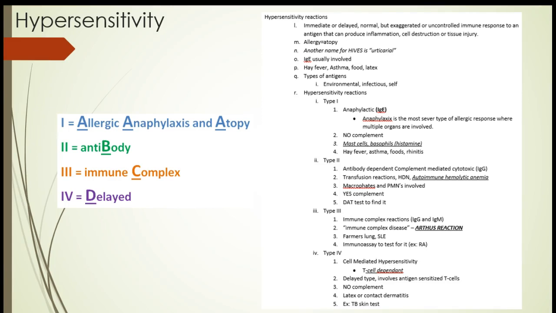So number 1, allergy. 2, antibody, because the second letter of the alphabet is B. 3, immune complex, the third letter is C. The fourth letter in the alphabet is D, delayed. Like I said, I can keep that on for a little while, and then all of a sudden after a bit, delayed response. It's going to make me itchy if I wear that jewelry.